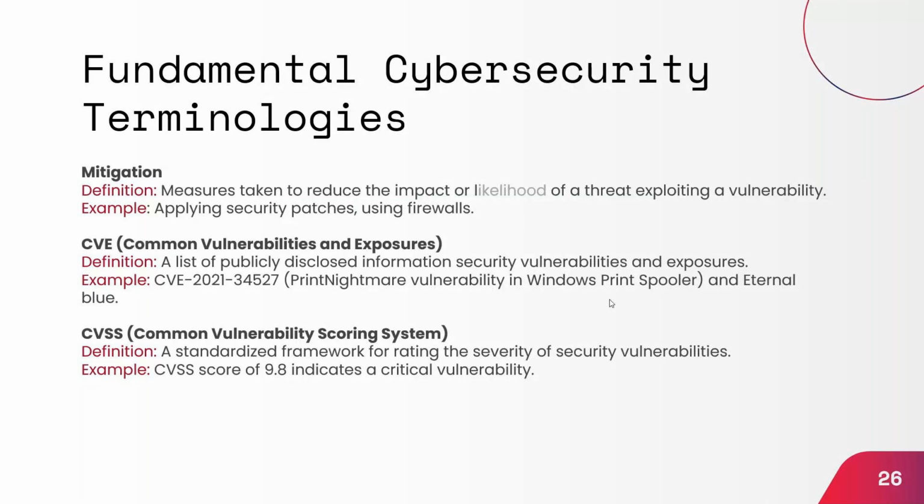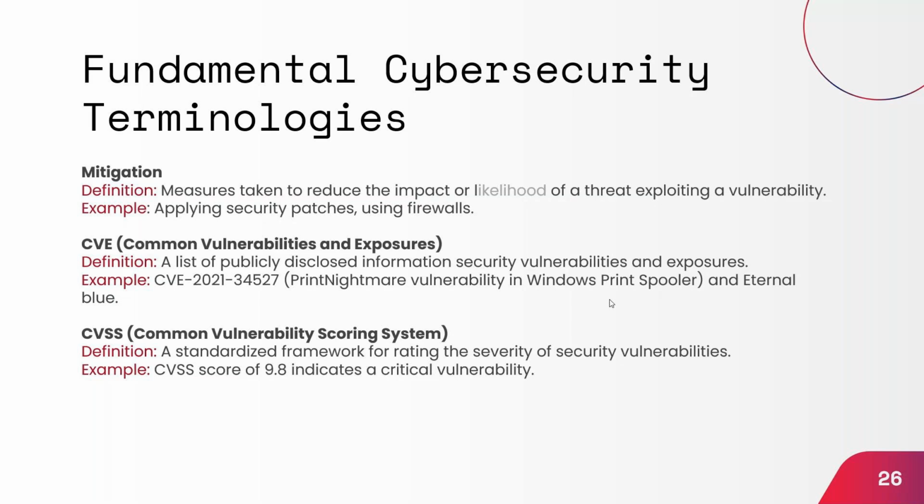So we have to take the proper measures to reduce the impact or likelihood of a threat exploiting a vulnerability, like applying security patches, implementing security policies, deploying firewalls or network security, or modifying the code to create secure products. All this comes under mitigation only, right? After identifying the vulnerability, we work on the mitigation part to reduce the impact of the attack.